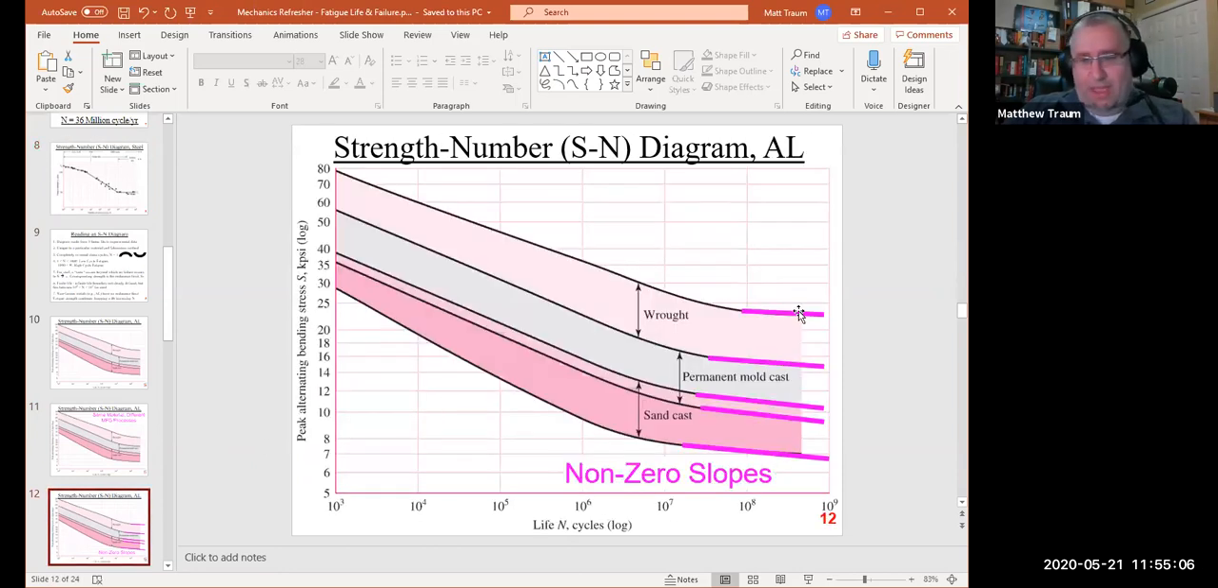For aluminum, these curves continue downwards, right? So the slopes are non-zero. Even though the slopes are very slight, as you continue fatiguing aluminum, eventually you're going to reach a point where even if you put very, very little stress on it, it's going to fail, right?